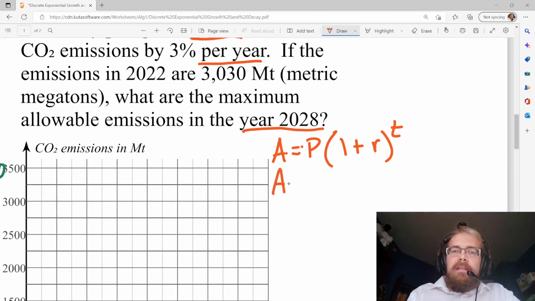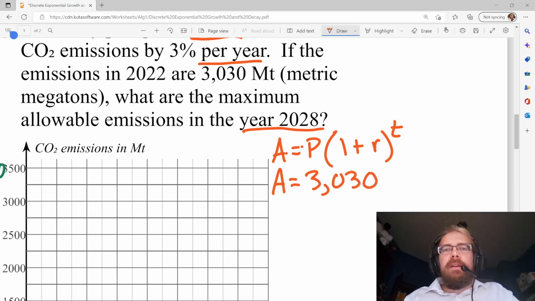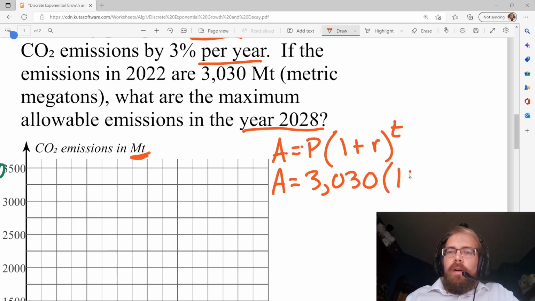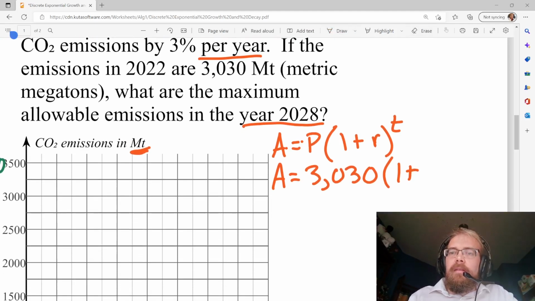Okay, so A, the answer, the ending amount, is equal to the principal amount, the initial amount, 3,030. I don't need to worry about the units because we're going to keep the units the same, because in the chart they even say that. So 3,030 is the starting amount. 1 plus the rate. Oh, sorry, 1 minus the rate. 1 plus a negative rate would be another way to write it. I thought I hit the erase button. I did now. You could put plus and negative, but I'm going to do a minus. 0.03, 3% is 0.03. Time.